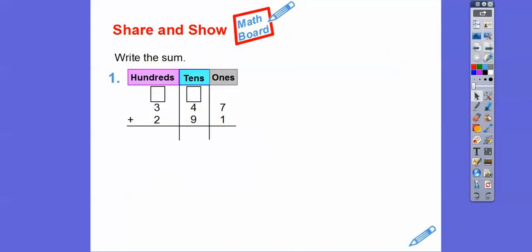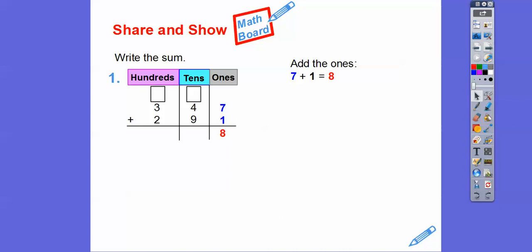Okay, so let's go ahead and do another. We're going to add 347 with 291. First we're going to add the ones. 7 plus 1 equals 8. Okay, and there was no carry. It's not a 2-digit number like 18, where we would have to carry 1 in the tens spot. But there's only 8, so there's no carry.